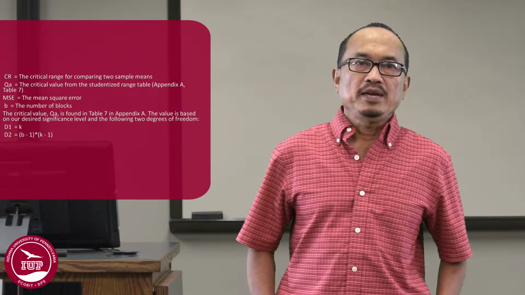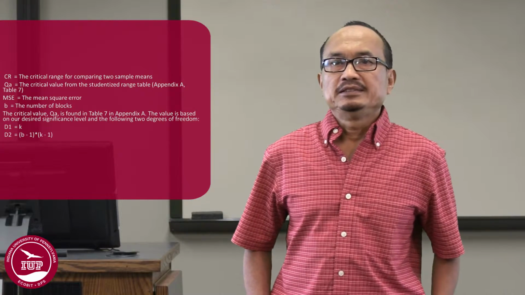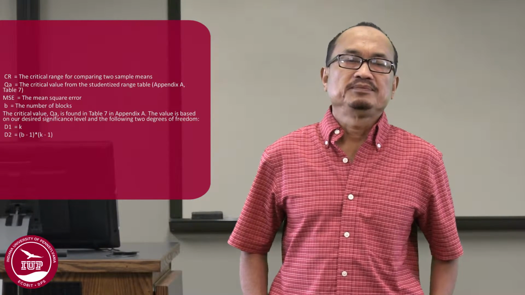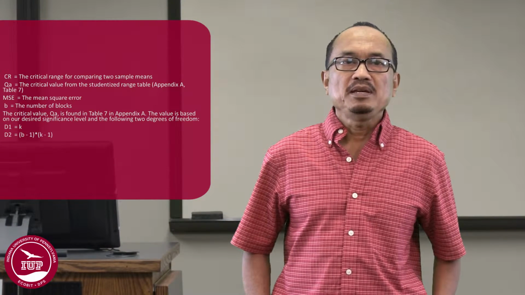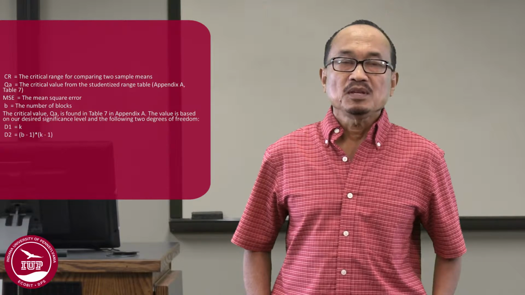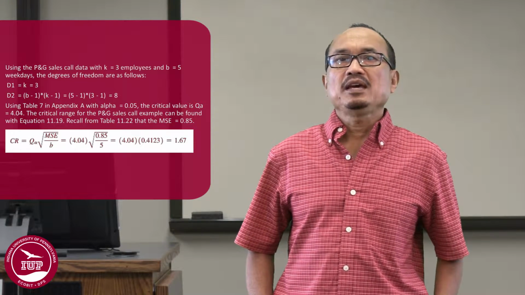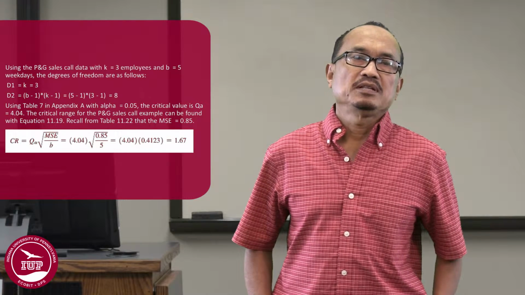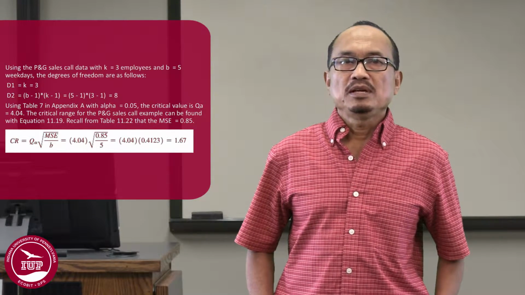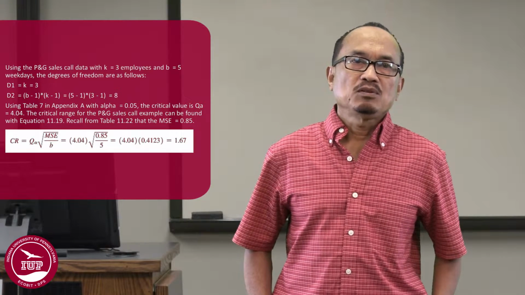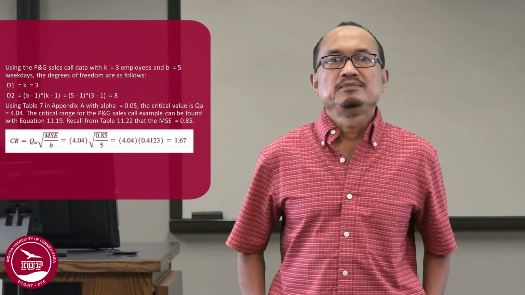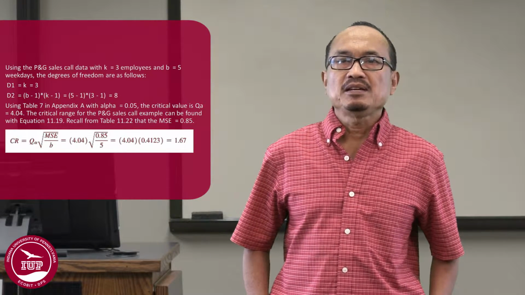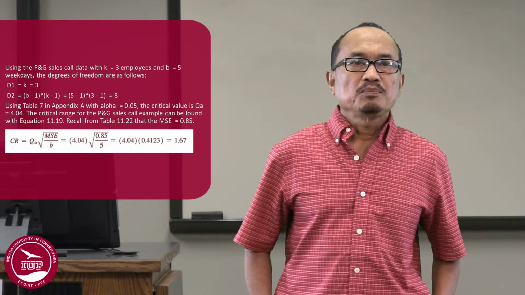The critical value Q alpha is found in Table 7 in Appendix A. The value is based on our desired significance level and the following two degrees of freedom. D1 equal to k, D2 equal to b minus 1 times k minus 1. Using the P&G sales call data with k equal 3 employees and b equal to 5 weekdays, the degrees of freedom are as follows. D1 is equal to k equal to 3, D2 is b minus 1 times k minus 1 equal to 5 minus 1 times 3 minus 1 equal to 8. Using table 7 in Appendix A with alpha equal to 0.05, the critical value is Q alpha equal to 4.04.